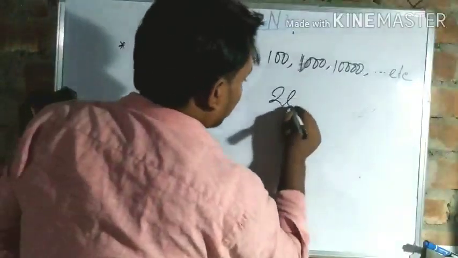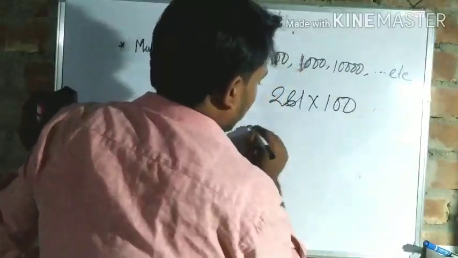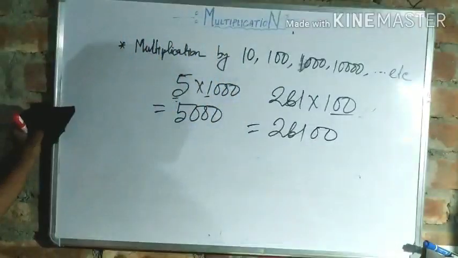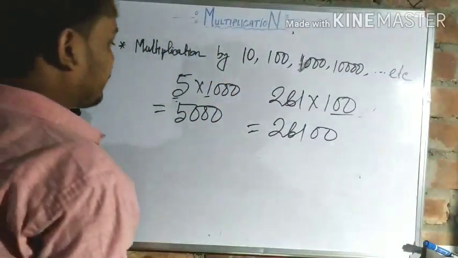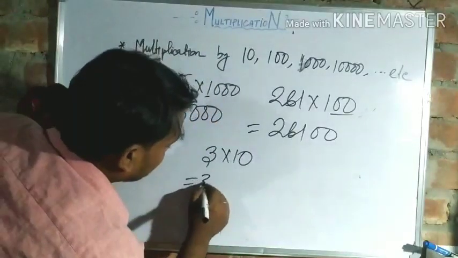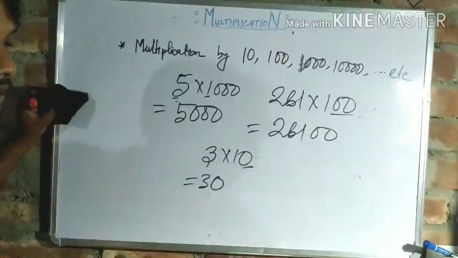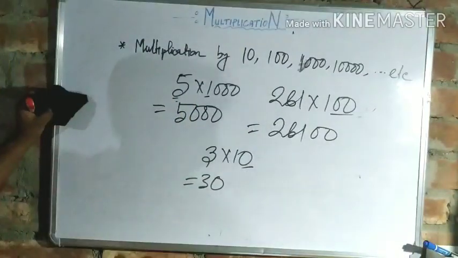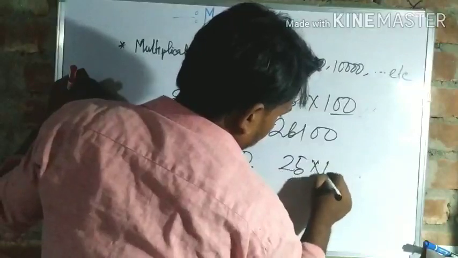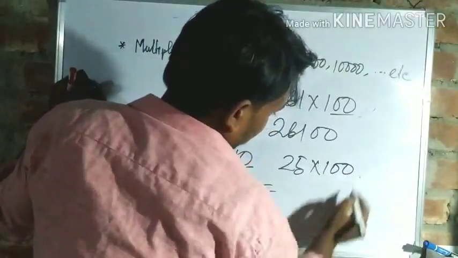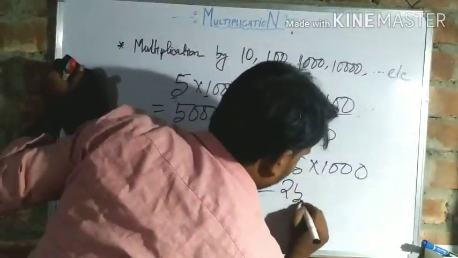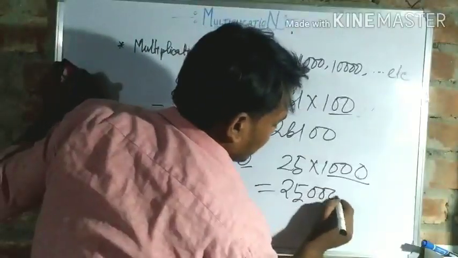For example, 261 into 100. So 261, how many zeros are there? 2 zeros. So 26100 is the result. Or 3 into 10. So 3 and 1 zero. 3 times 10 is 30. Or 25 into 100 or 1000. So 25 into 1000. First you write 25 and put the zeros. 25,000.